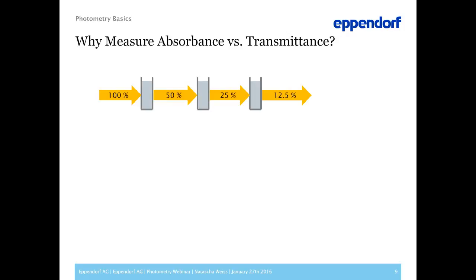On this slide you see a series of samples, each of them absorbing 50% of the incoming light. So the amount of the original radiation passed by the first sample is 50%, by the second sample is 25%, and by the third sample is 12.5%. By plotting the transmittance as well as the absorbance, we see that percentage transmission leads to an exponentially decaying curve, whereas the absorbance values, which are based on a logarithmic formula, result in a linear graph.